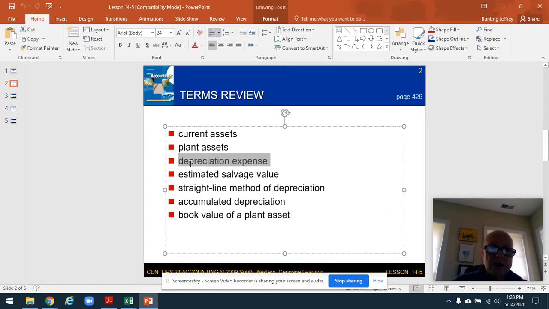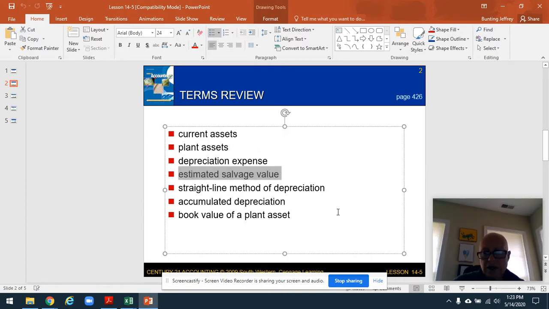Okay, depreciation expense. Now, we have to depreciate the value of any asset. So just like we do with prepaid insurance, we consume it over the course of the year, and we have to make an expense entry as well as an asset entry to reduce the value because we're using it up. Same thing applies to both plant and current assets.